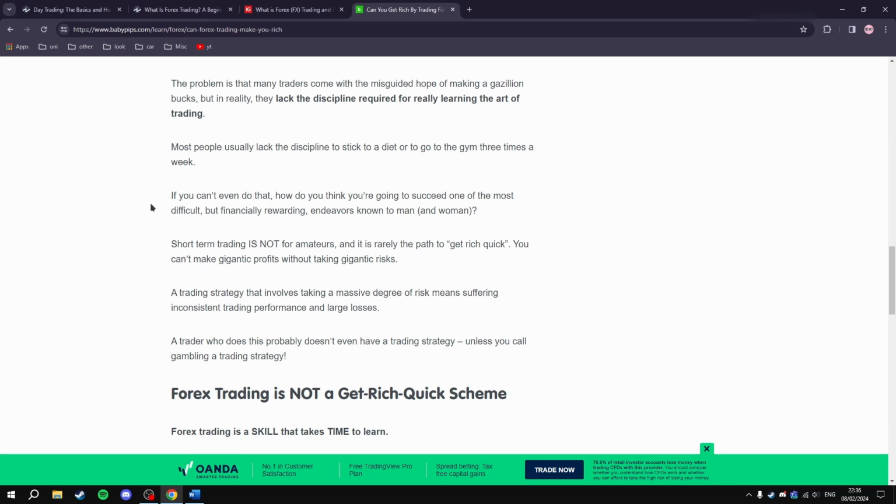Short-term trading is not for amateurs, and it is rarely the path to get rich quick. You can't make gigantic profits without taking gigantic risks. A trading strategy that involves taking a massive degree of risk means suffering inconsistent trading performance and large losses. A trader who does this probably doesn't even have a trading strategy, unless you call gambling a trading strategy.